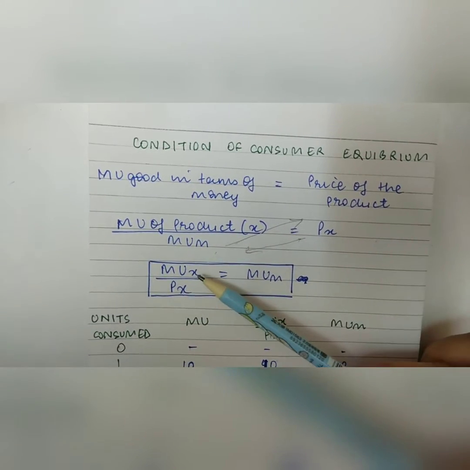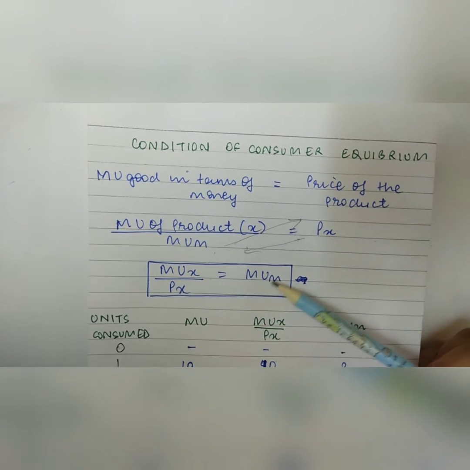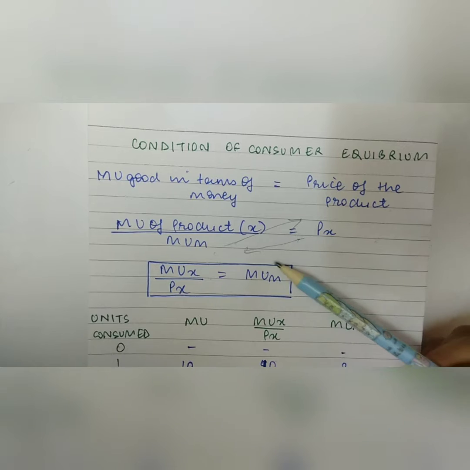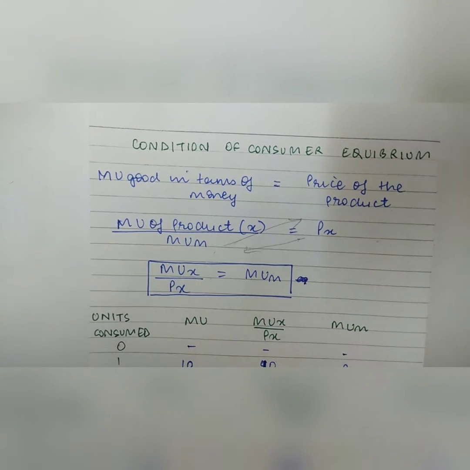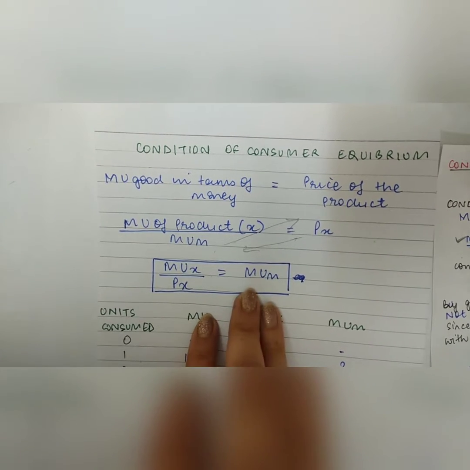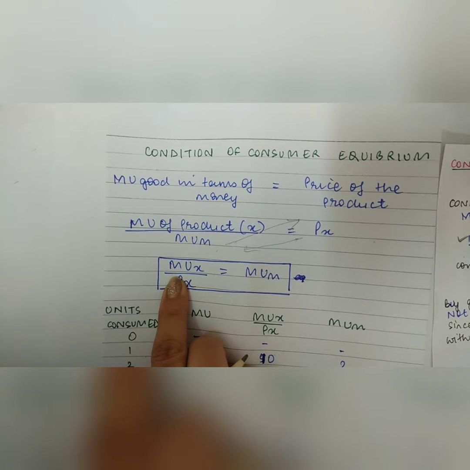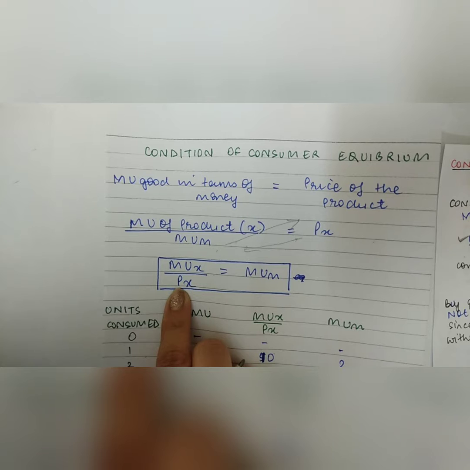So what do you get? You get marginal utility of commodity X divided by the price of commodity X is equal to the marginal utility of money. Now marginal utility of money is what we discussed in the last lecture. It was the extra utility when an additional rupee is spent on other goods that are available in the economy. Marginal utility of commodity X is the additional utils that you derive from the consumption of an additional unit of the commodity, and PX is the price of commodity X.